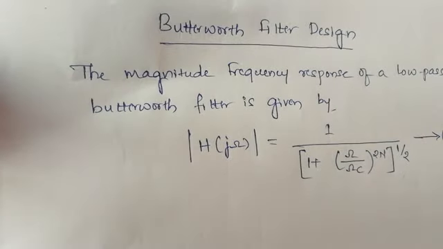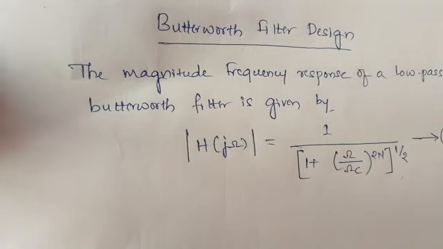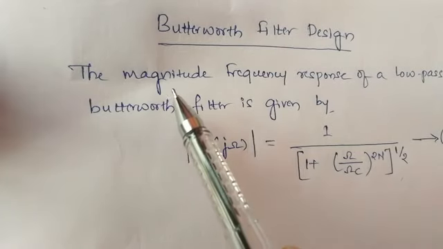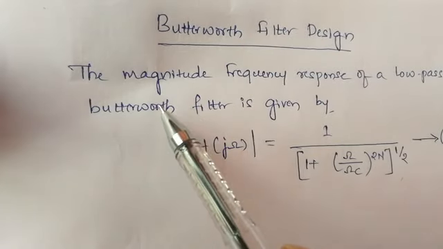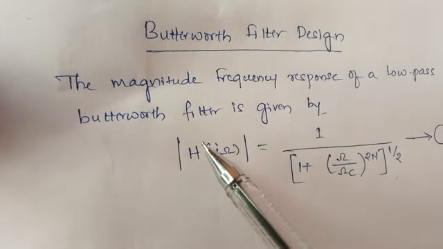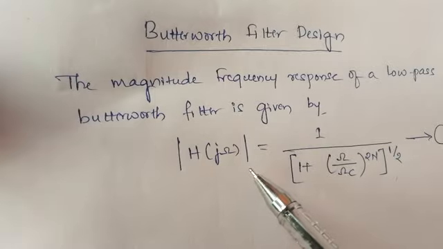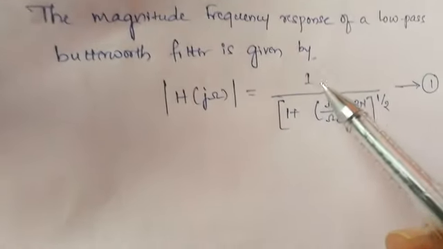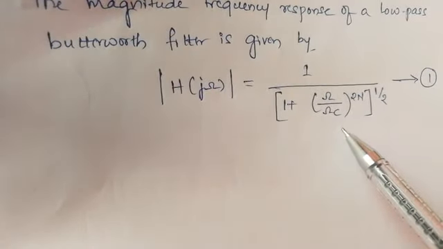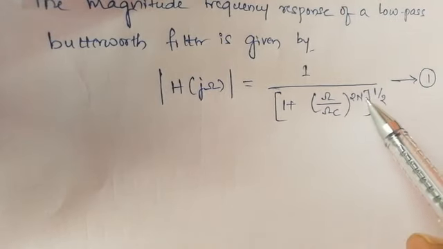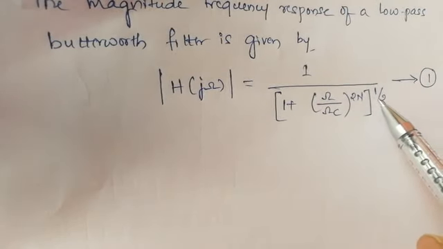Hi friends, today we'll discuss designing of Butterworth filter. Let's see the magnitude frequency response of a low pass Butterworth filter. We can write it as |H(jω)| = 1 divided by [1 + (ω/ωc)^(2n)]^(1/2).